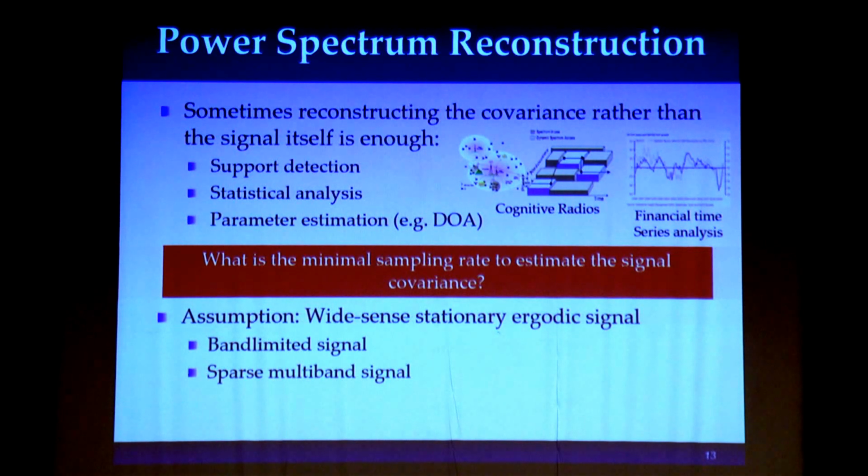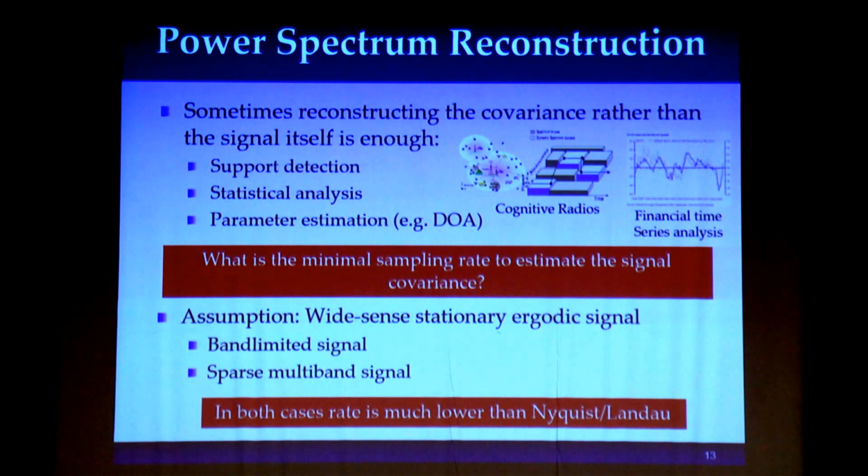The first case is a general band limited signal. And the second case is if we want to go further and indeed assume a certain structure, we're going to go back to our sparse multiband signal and see if we can do better with this further assumption. And we'll see that in both cases, the sampling rate will be much lower than Nyquist or Landau, which are the rates that we need if we want to recover the actual signal.